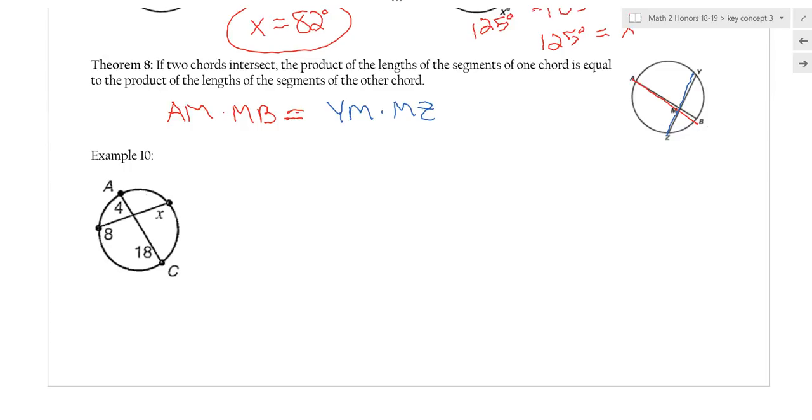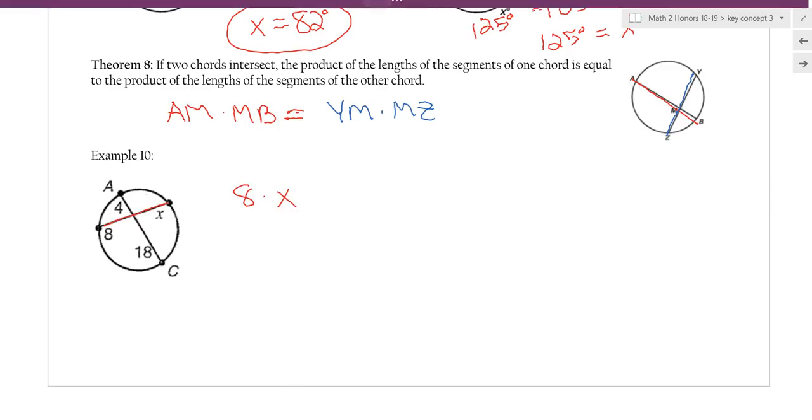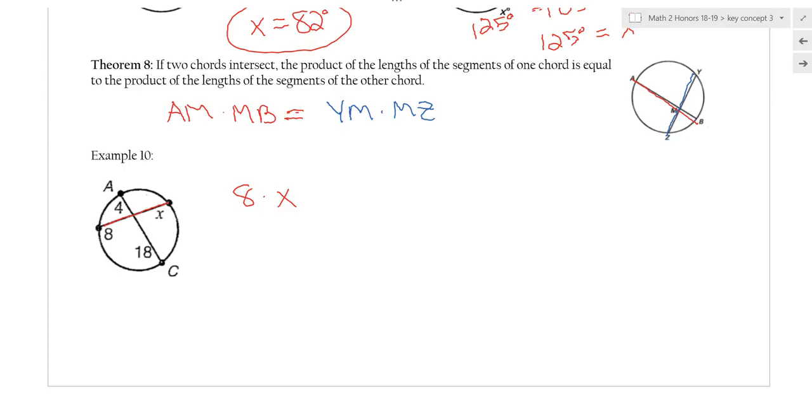So if we look here, it doesn't really matter which chord you start with, so we'll start with this one. 8 times x equals 4 times 18. So we have 8x equals 72, divided by 8, x equals 9.